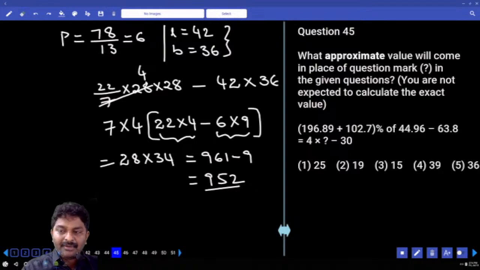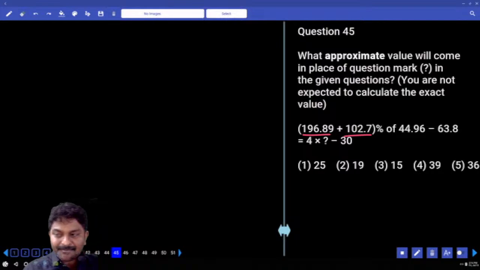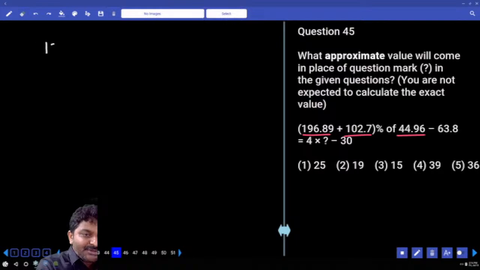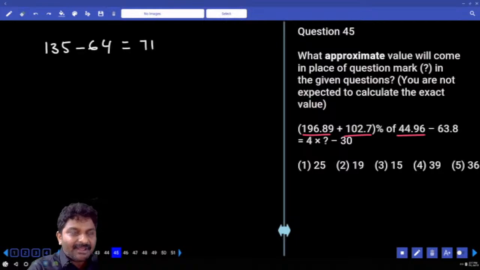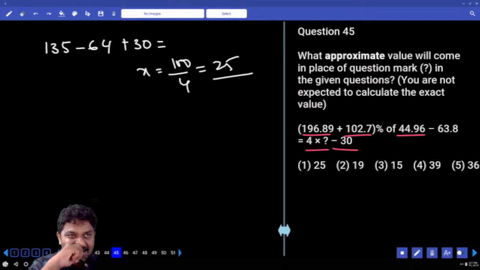Approximations. 197 plus 103. 300% of 45. 3 times of 45 only. Which is 135 minus 64. Which is equal to, let me calculate, this is 71. Correct? Minus 30 comes to left hand side and it becomes plus 30. Correct? Which is equal to approximately 100. 100 is equal to 4x. X is equal to 100 by 4, which is 25. This was completed yesterday actually.